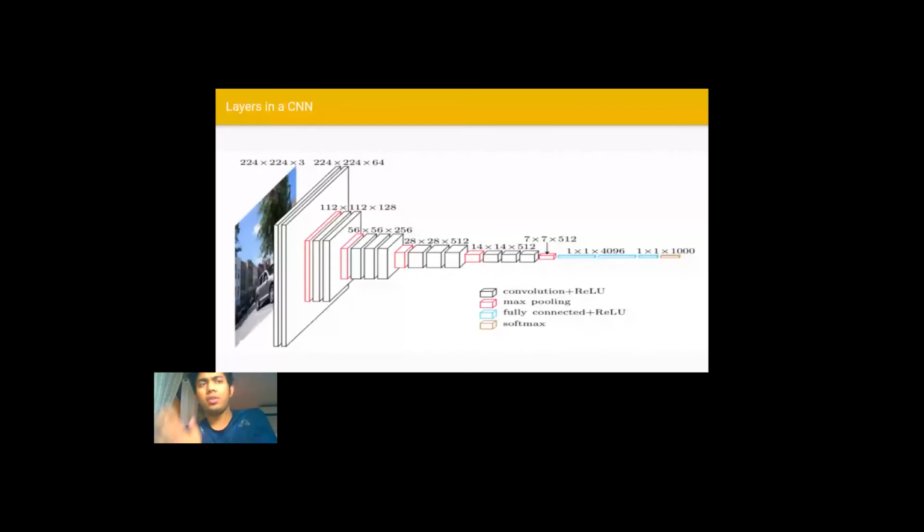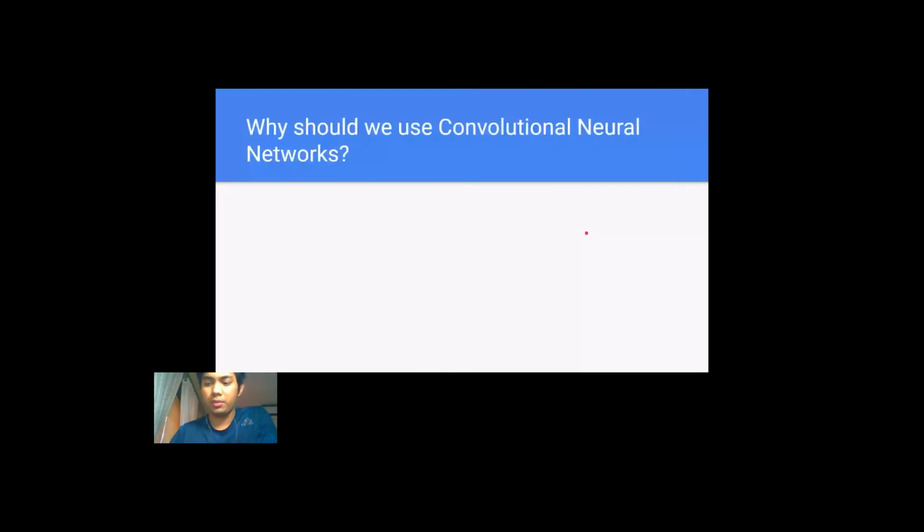So if you just want to visualize how it looks, it's like this. We have a large input image, and then finally we're going to flatten that image into a one-dimensional vector. Why we do that and how we do that, we have covered. Don't worry. Moving on. Why should we use convolutional neural networks, or CNN?